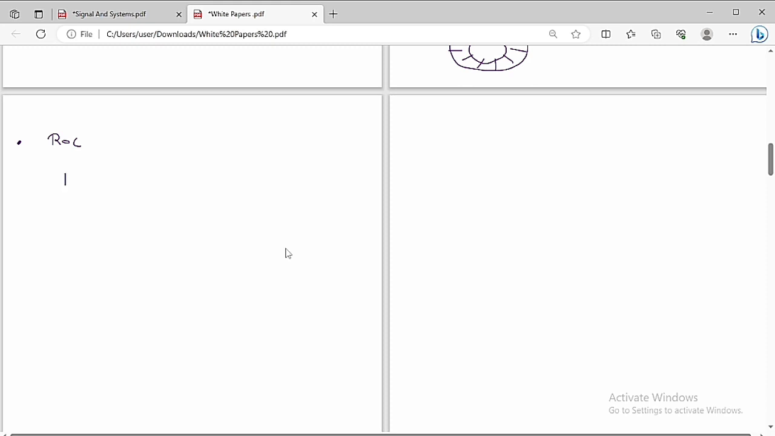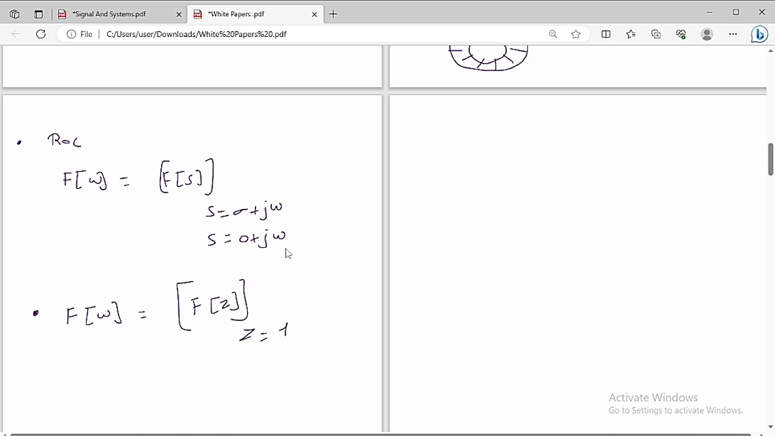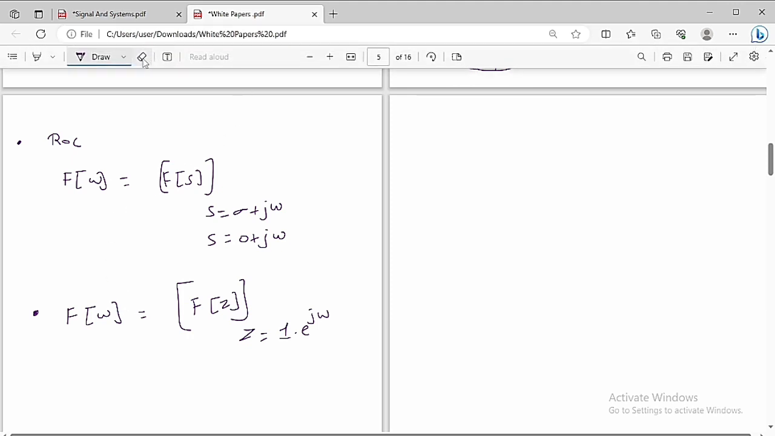I have already told you, F of omega is equal to F of s, where s is equal to sigma plus j omega. If sigma is equal to 0, then s is 0 plus j omega. So replacing sigma by 0, in place of s we substitute j omega and we get the continuous time Fourier transform. Similarly, in the discrete time domain, F of omega is equal to F of z, where z is equal to e to the power of j omega. In place of z, if you substitute e to the power of j omega, we get the discrete time Fourier transform. I have already told you this many times, right? So listen carefully.